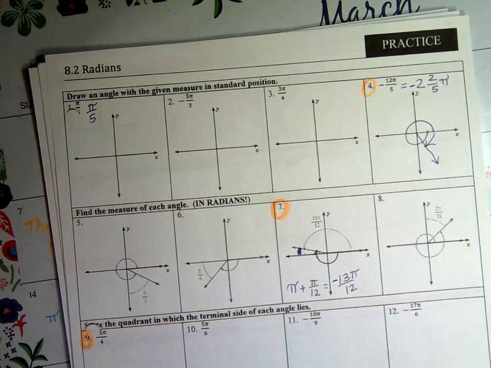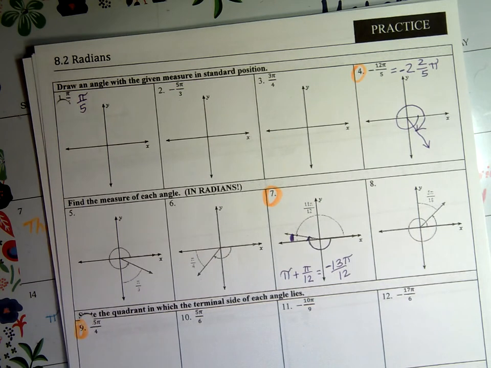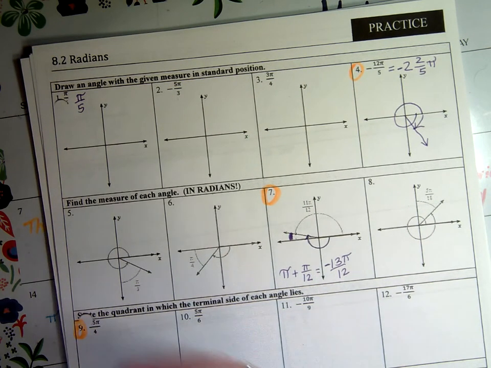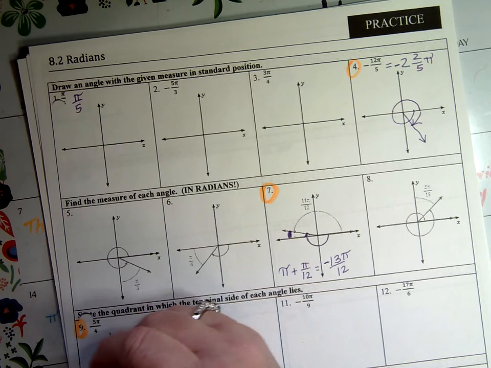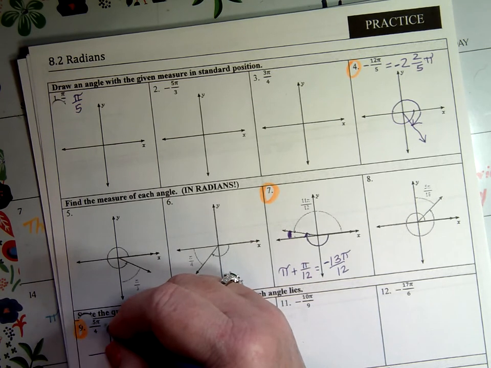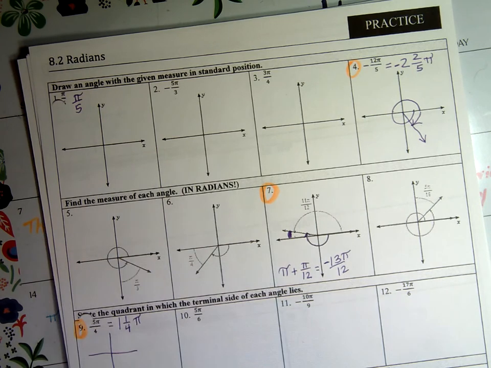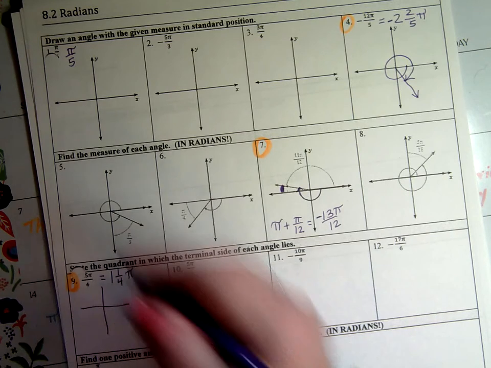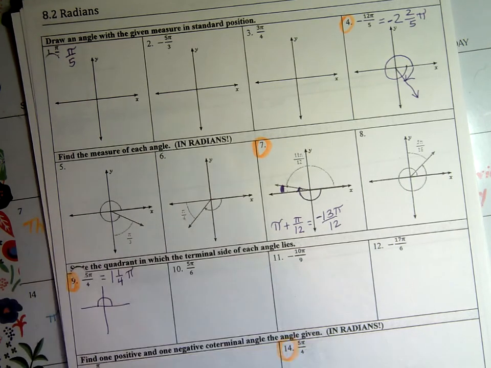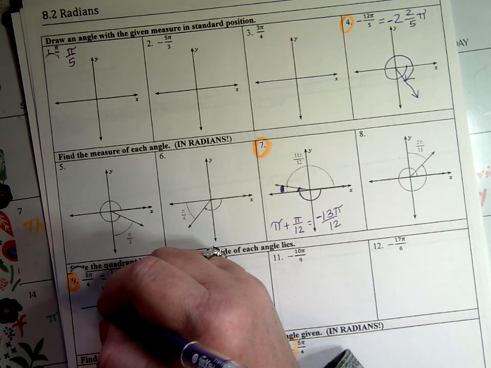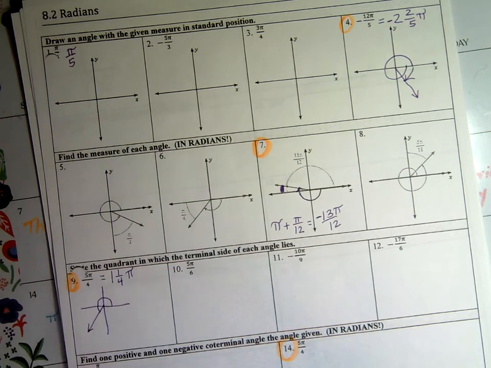Number 9, state the quadrant where this terminal side lies. You know me, I like to draw the picture. I am 5 pi over 4. I am 1 1/4 pi. And so if that's the case, I'm positive, by the way. So I'm going positive 1 and 1/4 more. I will not make it to the half mark. So I'm over here in the third quadrant is the answer to the question. What quadrant do you lie in?